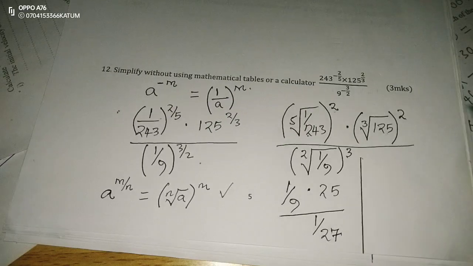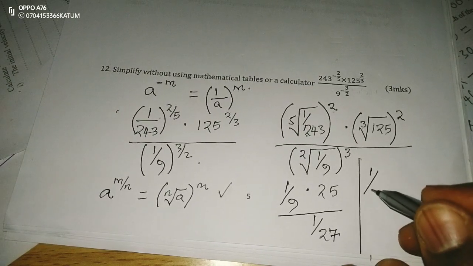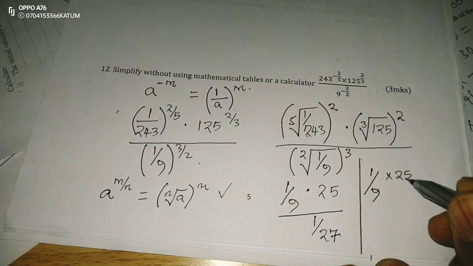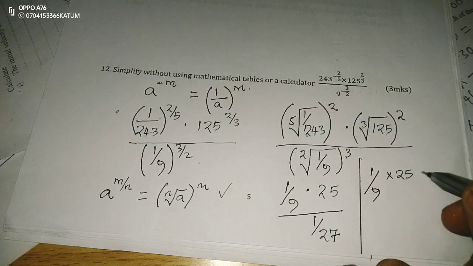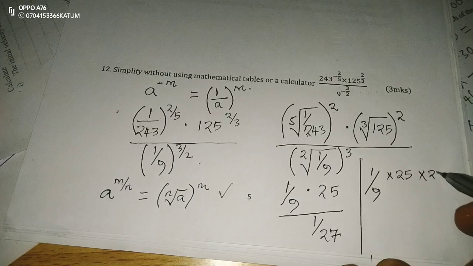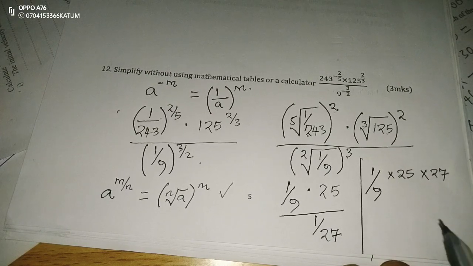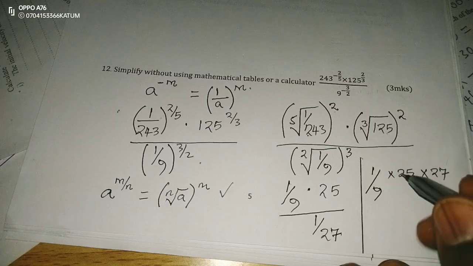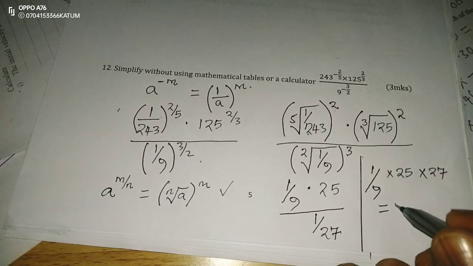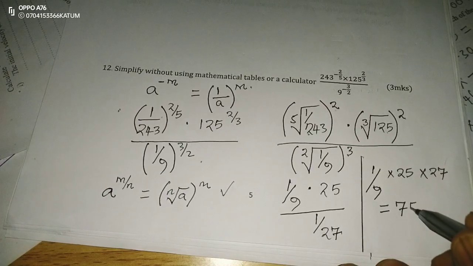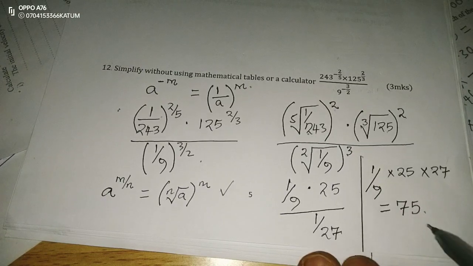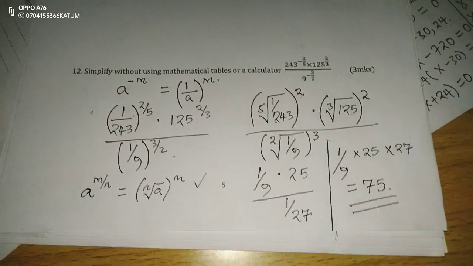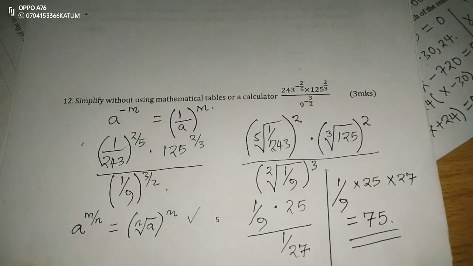Therefore, now I can combine everything here. I can now combine and have 1 out of 9 multiplied by 25 divided by 1 out of 27, which means multiplying by 27 out of 1. Therefore, by 9 I'll have 1 and by 9 I'll have 3. That means the final answer is going to be 75. Therefore, the answer is going to be 75 after applying all the laws of indices.